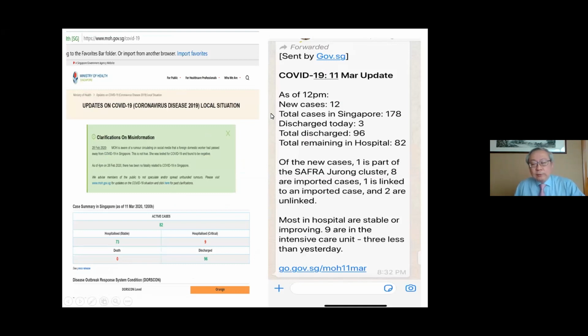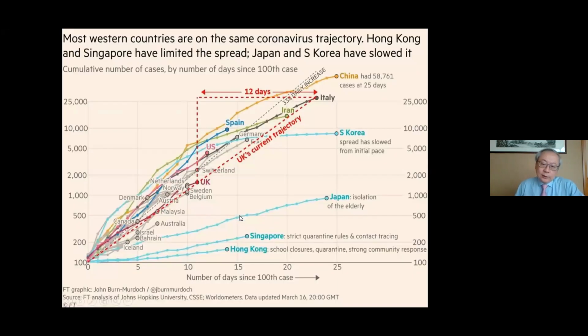Communications-wise, there's a WhatsApp chat group that the ministry sends out to those who subscribe and provide details such as number of cases, how many are discharged, how many are in ICU. And the rumors and fake news are promptly corrected on their website. So did our measures work? This graph shows that certainly we have managed to flatten the curve. Other countries like Hong Kong, Japan, and South Korea have adopted similarly strict measures, and they are now seeing results. Of concern is the rest of the world. The trajectory does not seem to be flattening and is still spiking upwards.